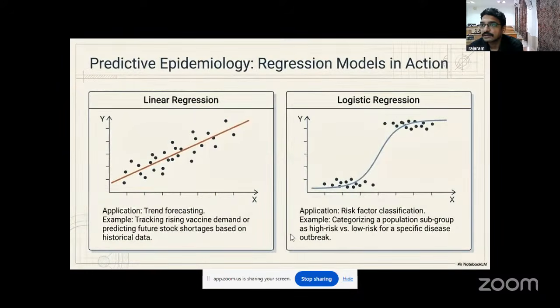So different regression models, which are also given in the syllabus. Linear and logistic regressions we could apply, and the same methods are applied in AI for forecasting risk and also different trends in epidemiology.